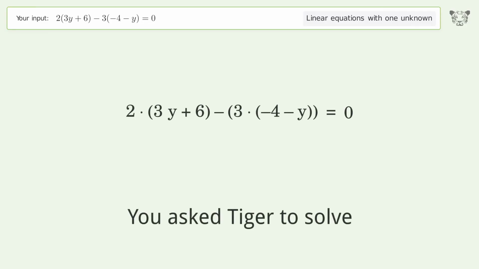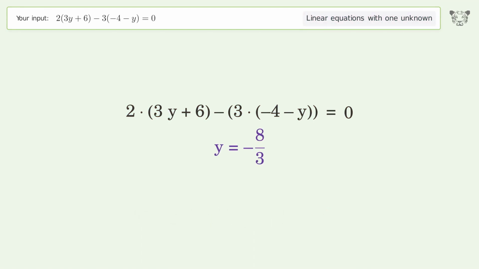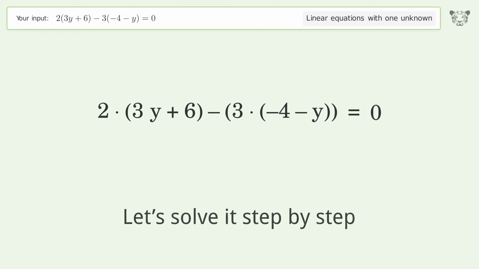You ask Tiger to solve. This deals with linear equations with one unknown. The final result is y equals -8/3. Let's solve it step by step.